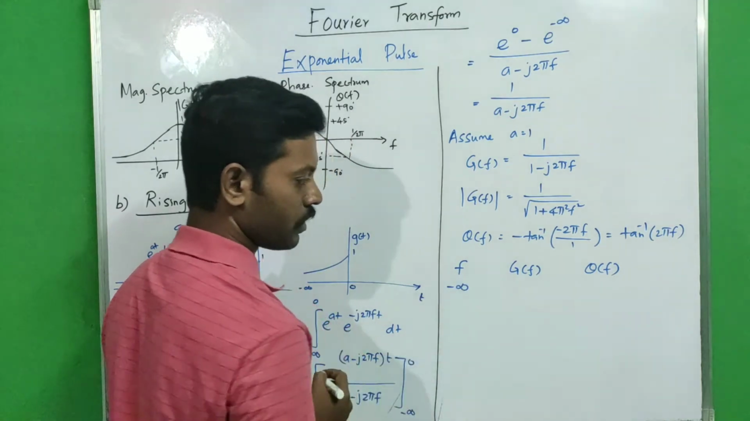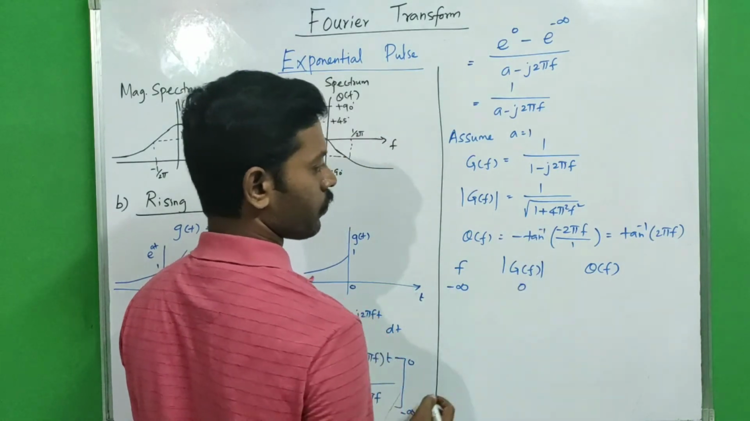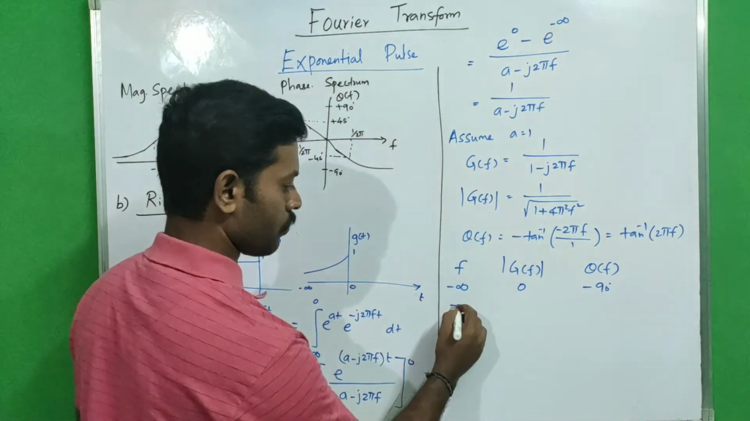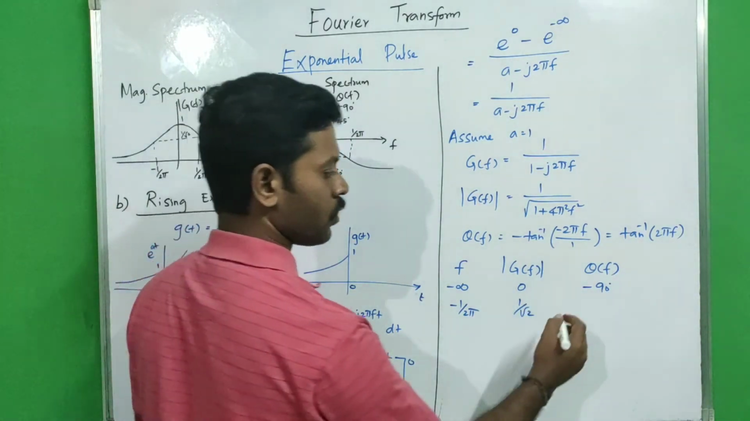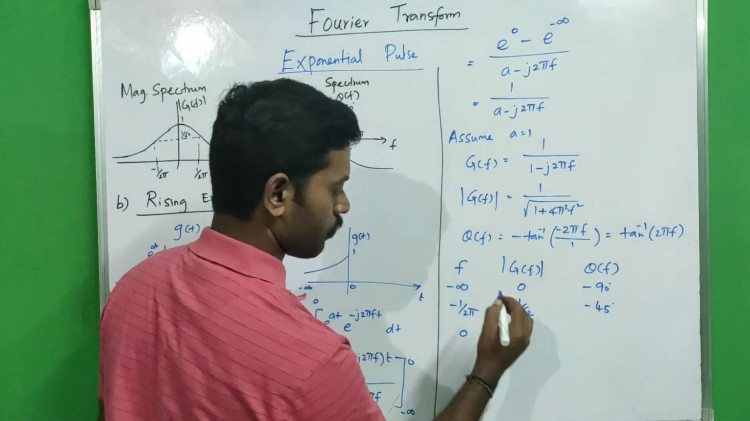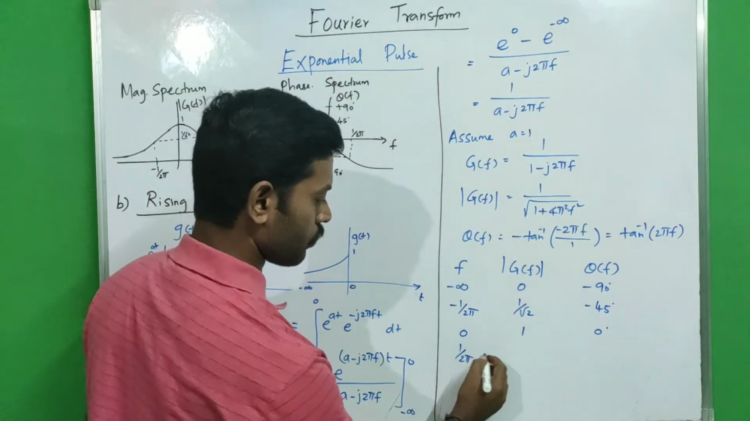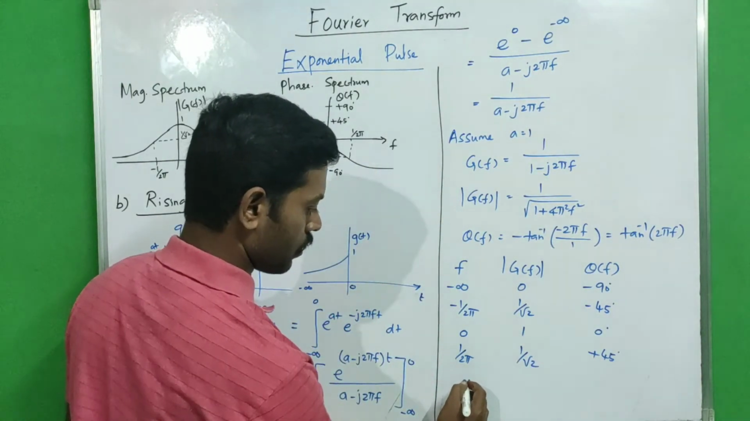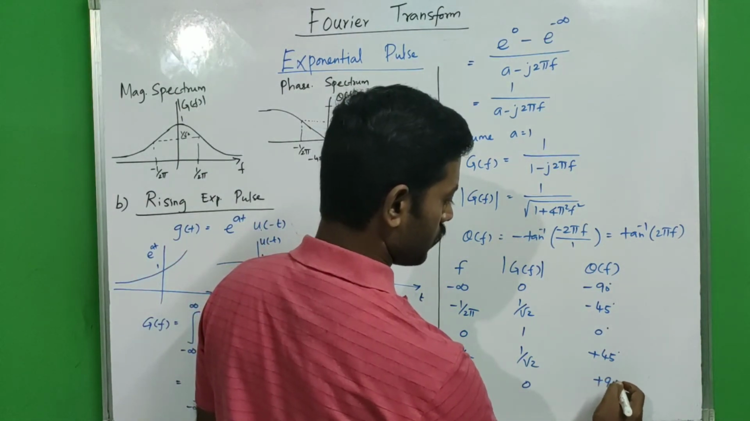When f equal to minus infinity, modulus of G of f equal to 0, and theta f equal to tan inverse of minus infinity, minus 90 degree. At f equal to minus 1 by 2 pi, magnitude is 1 by root 2, and here minus 45 degree. When f equal to 0, magnitude 1, theta 0 degree. At 1 by 2 pi, magnitude 1 by root 2, theta plus 45 degree. And f equal to infinity, magnitude 0 and theta plus 90 degree.